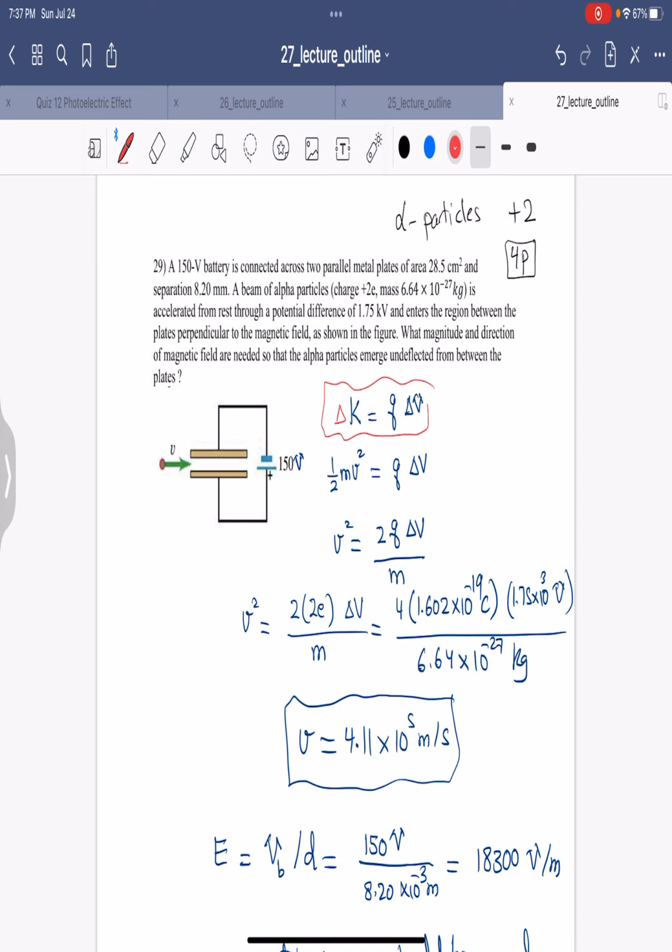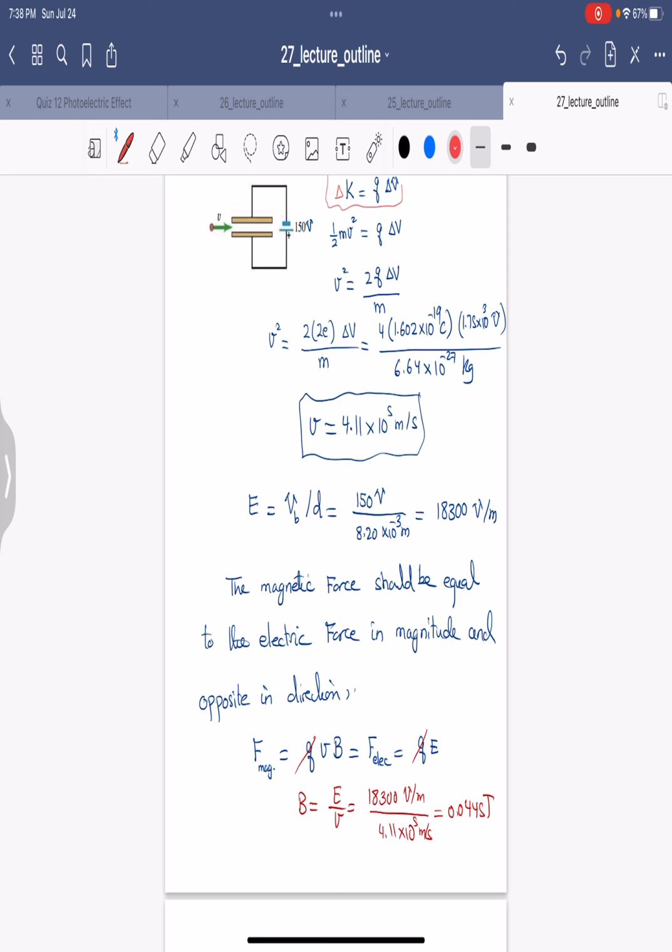Therefore, F magnetic is going to be qvB, and it equals F electric. Then the q is going to cancel and B is going to be E over v, and that is 0.0445 Teslas.